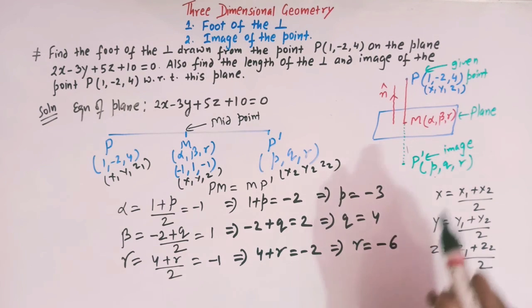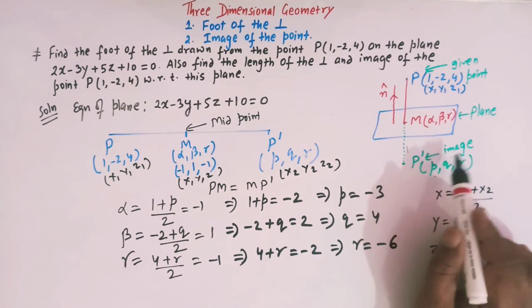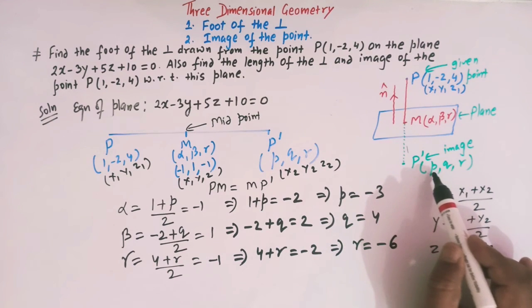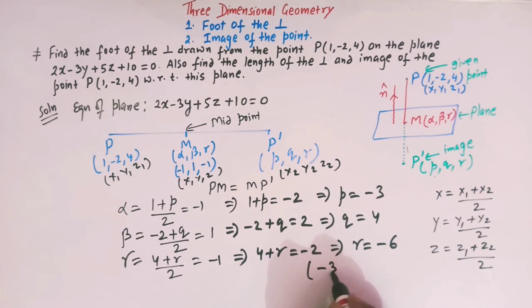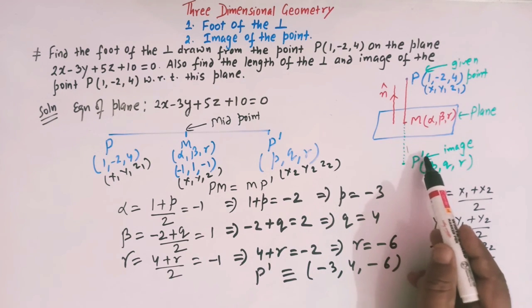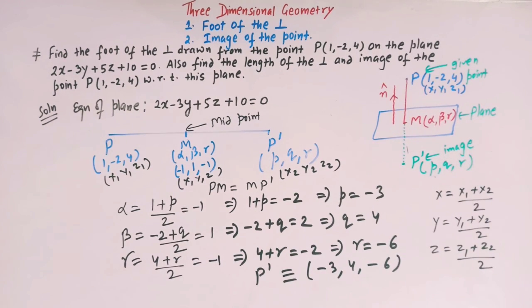So viewers, the coordinates of the image of this point P, which is PQR, are given by minus 3, 4, and minus 6, right? So these are the coordinates of this point P dash, right? So viewers, this is how we solve this important problem.